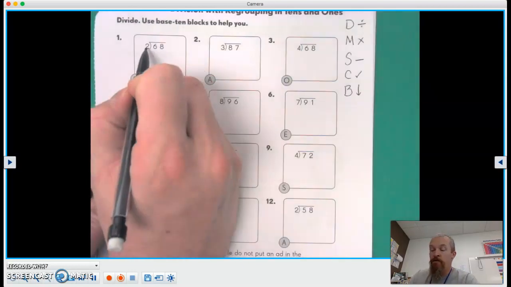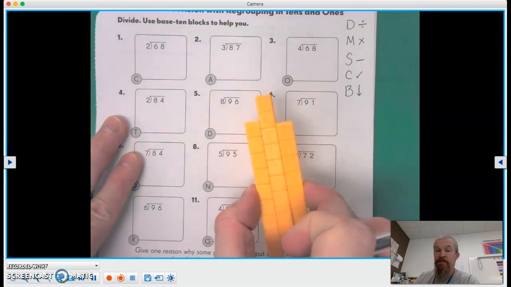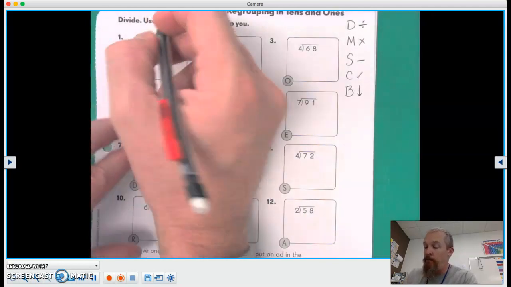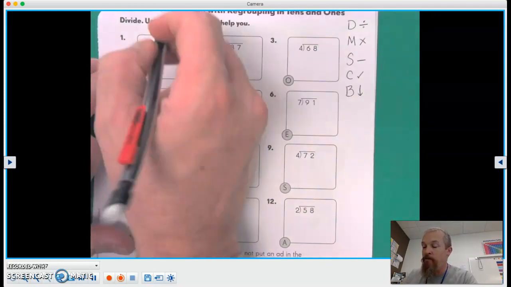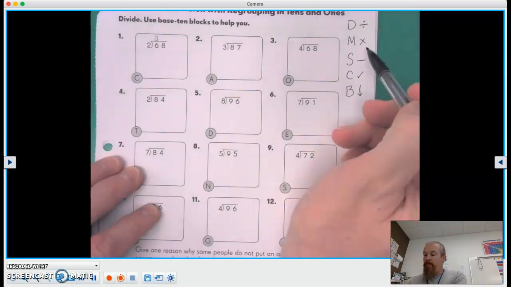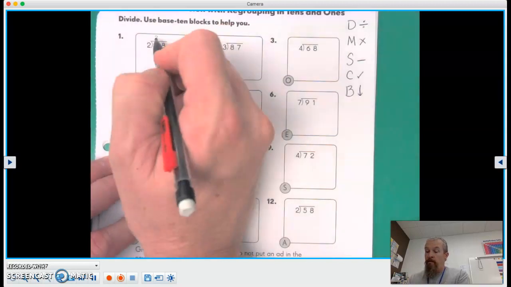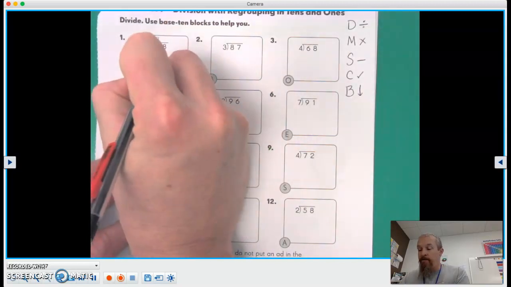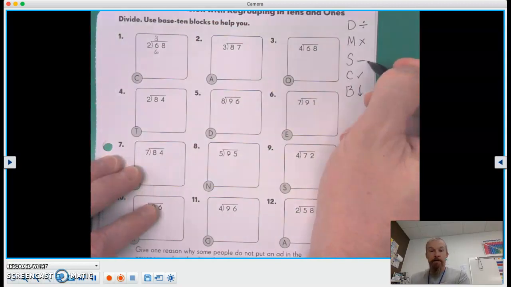So we'll go 2 into 6. We already know it's 3. Okay, but we're going to divide. 6 divided by 2, and that does equal 3. Okay. Then we skip to multiply. 3 times 2 is 6. Now our next step is subtract.